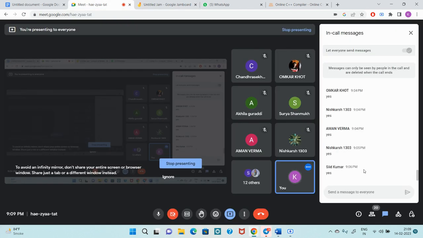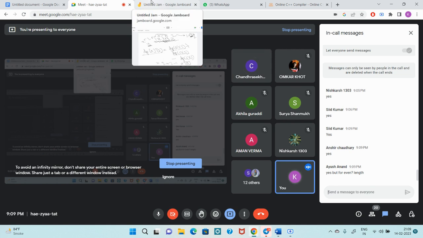Please start writing yes in the chat. Guys, everyone write yes because this formula was a bit complicated. I think some people might not have understood. That's why I'm asking. Guys, write yes or no if this is clear. Okay, everyone is writing yes. Good, good, good. Chandrasekhar, did you understand what we are doing? Yeah, yeah, you can go on.